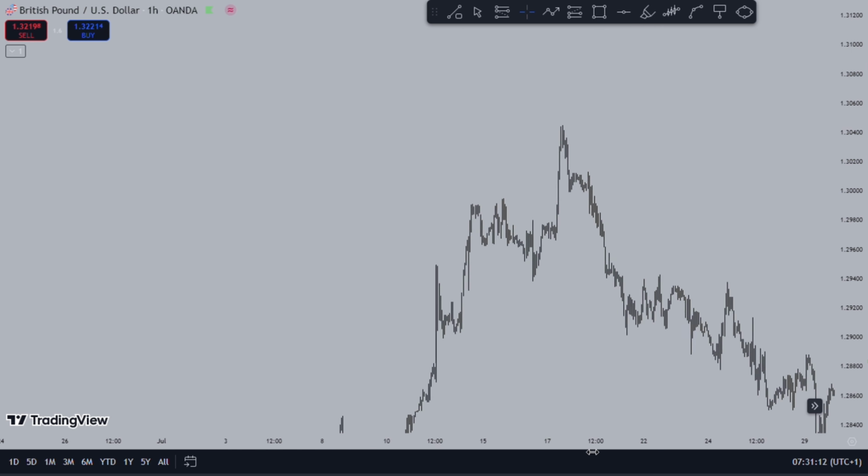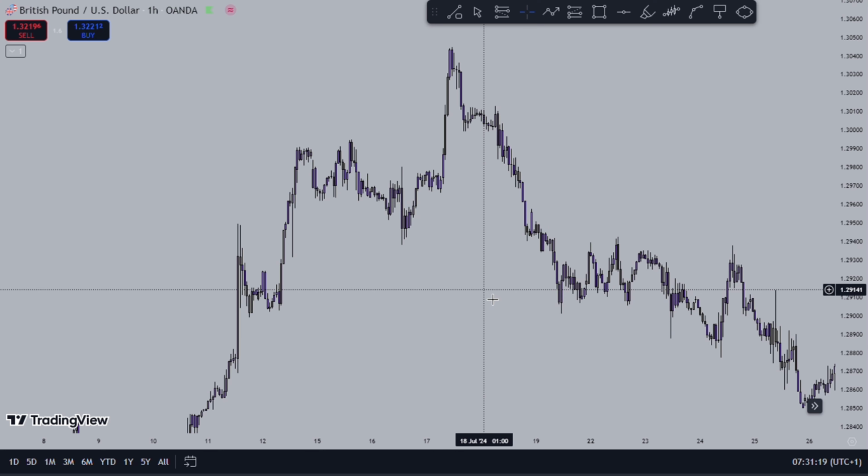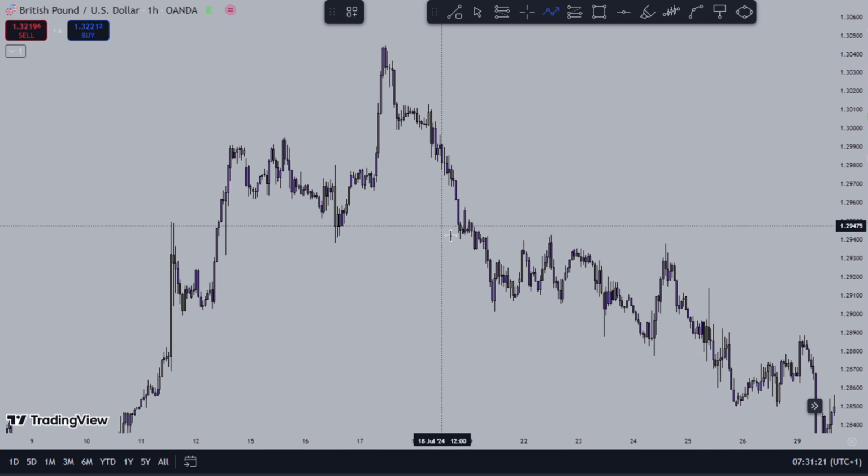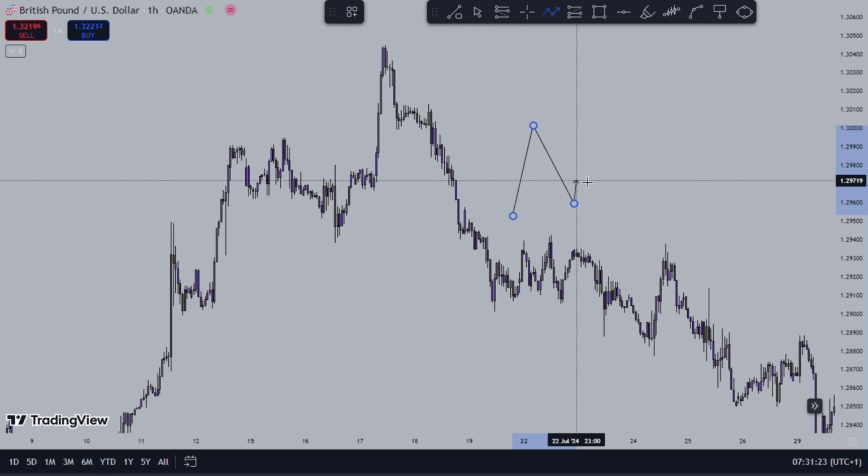Once you're zoomed in, first thing you're going to do is look out for your most obvious break of structure. Usually when you have something like this happen, and you look at this chart, you can see that we have an obvious break of structure like this. This is your first obvious break of structure. Then we also have something like this as your next obvious break of structure.